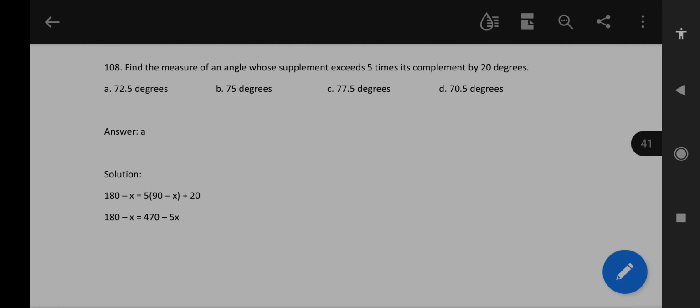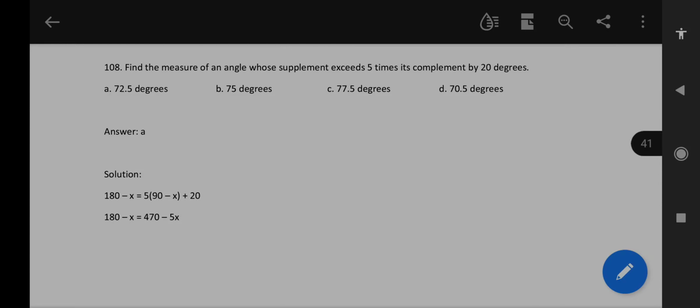Problem 108. Find the measure of an angle whose supplement exceeds 5 times its complement by 20 degrees. Sagot daw dyan ay letter A. So, napakadali lang din isolve nyan. So, gumawa ka ng equation dyan. Sabi, yung supplement daw nag-exceed ng 5 times ng complement. Therefore, yung sa supplementary side mo, 180 minus x. Tapos, nag-exceed siya. So, therefore, 5 times 90 minus x kasi complementary. And then, may plus 20 ka pa. Kasi, sabi dyan, exceeds 5 times its complement by 20 degrees.